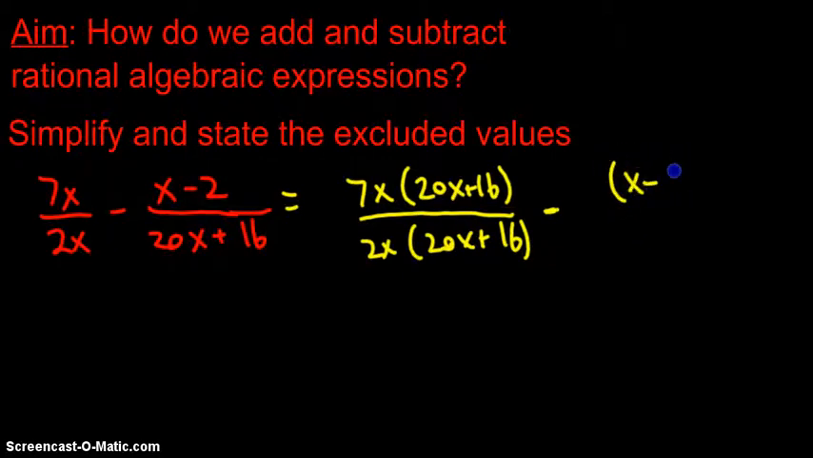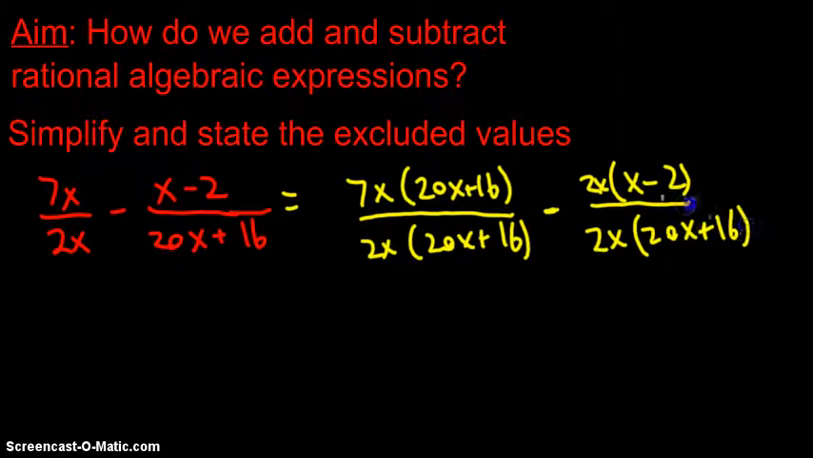X minus 2. We have to add in a 2x here. Oh, and a 2x down here. Now we have a common denominator. Alright, so if we combine the terms, let's put them all together.